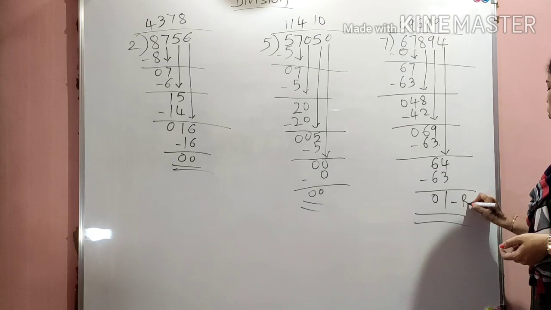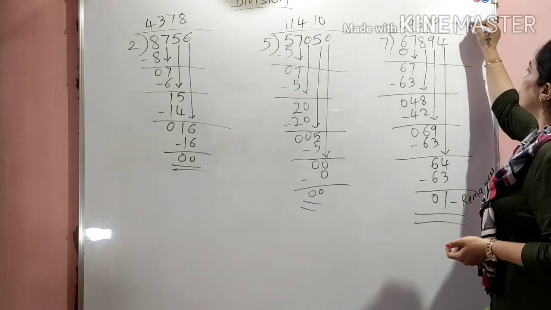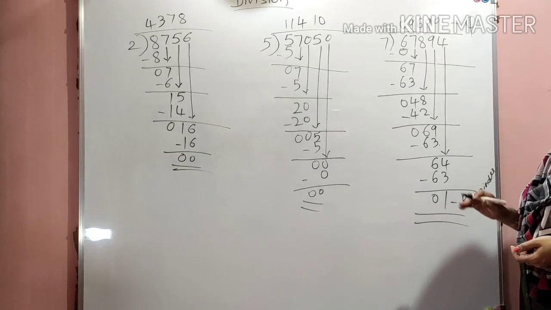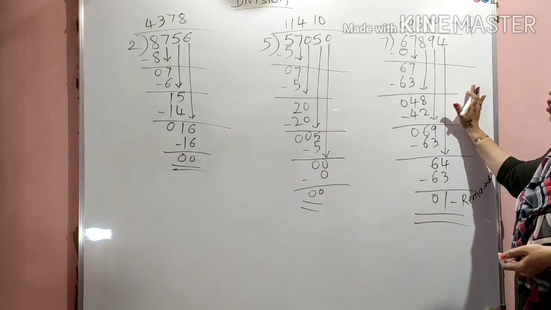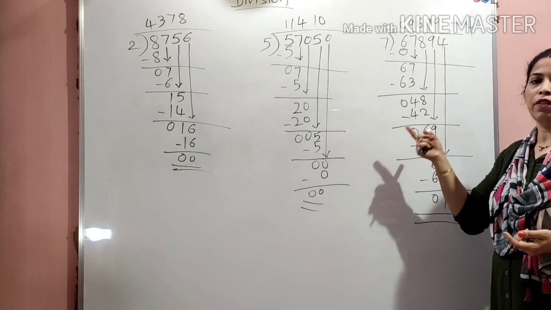So here 1 is what? You got your remainder. Okay. And your quotient is 9699.